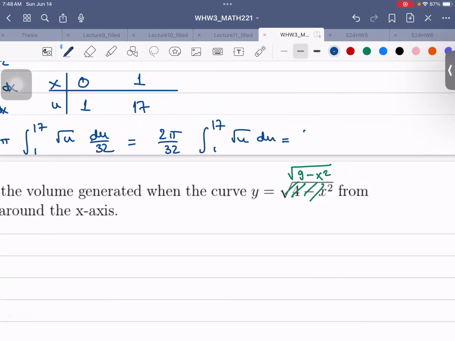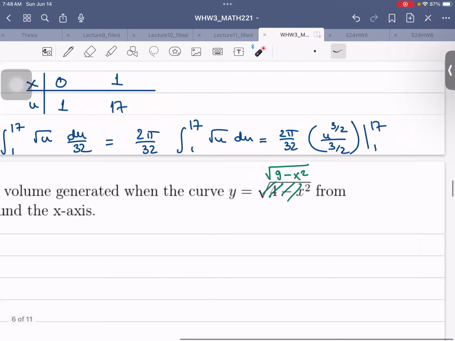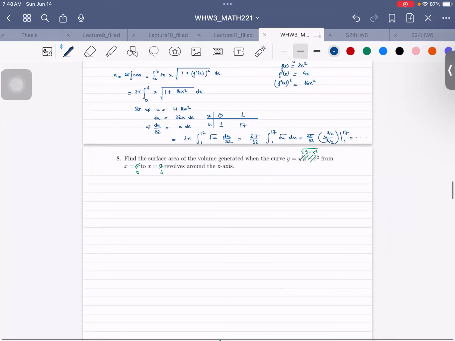You're going to have 2 pi over 32 times u to the power of 3/2 divided by 3/2, from 1 to 17. Okay. And you plug in the lower bound, you plug in the upper bound. You find the difference. The final number will be the surface area. I will leave that for you to do.